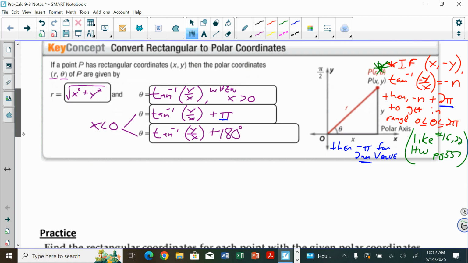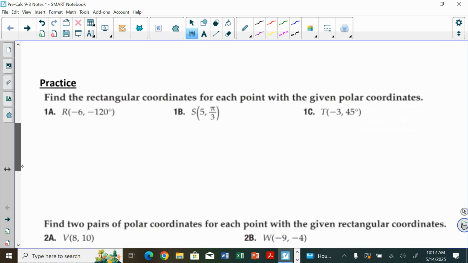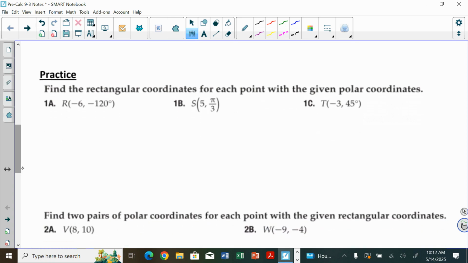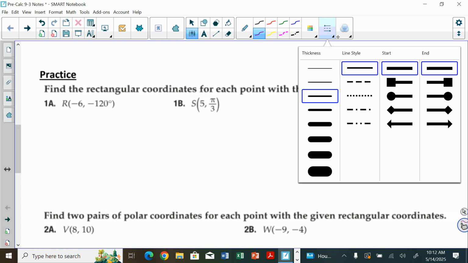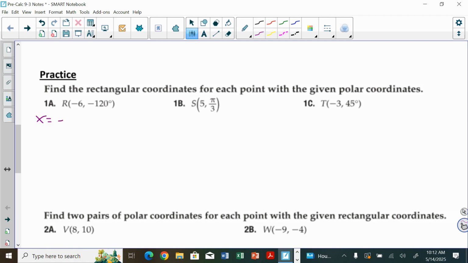Okay, let's get to some of the problems then. First one, we're going from polar to rectangular. So I'm just going to simply go, x is going to equal my r, -6, times the cosine of -120, which is -6 times -1/2, which gives us 3.